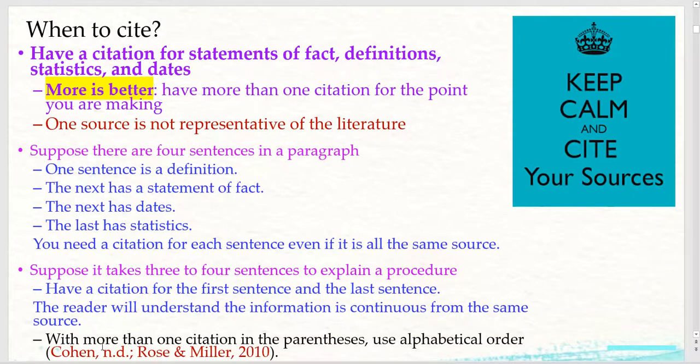If you end up having more than one citation within the parentheses, because it's always a good idea to have more than one source, then you can put them together in the same set of parentheses and separate them with a semicolon.